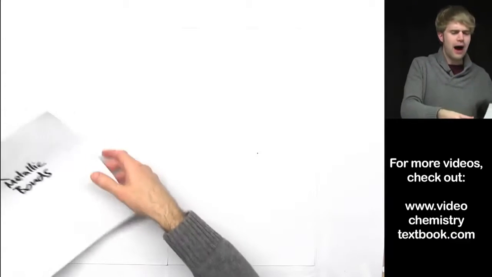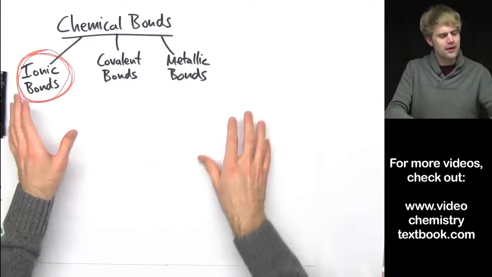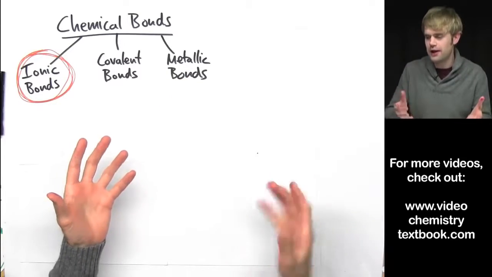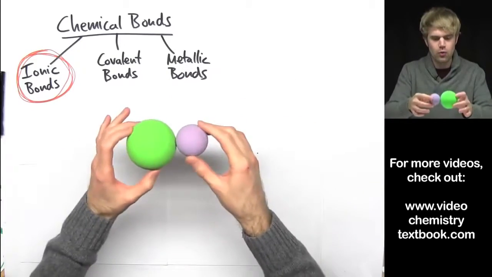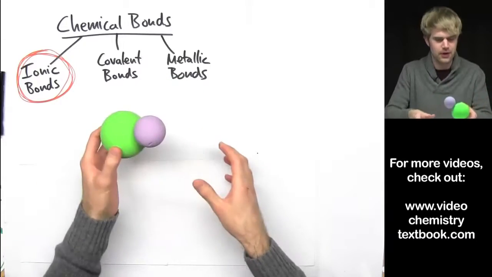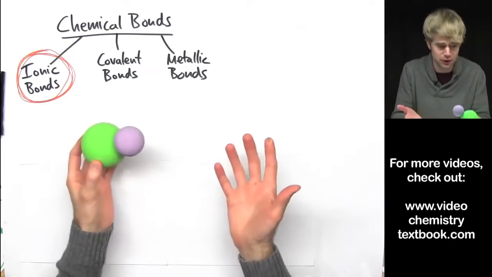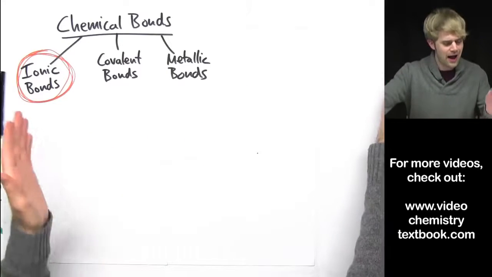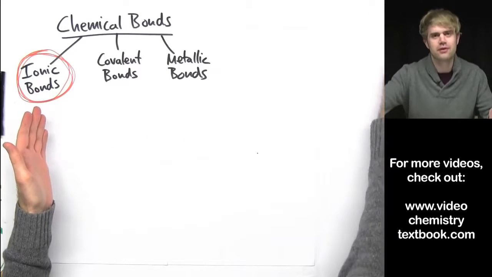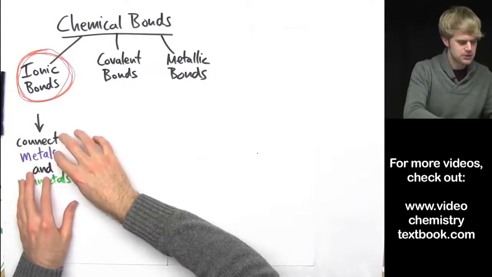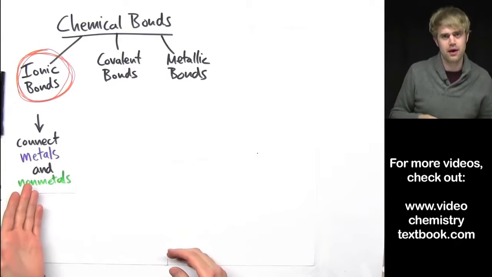So, ionic bonds are one type of chemical bond. Chemical bonds are like glue that holds atoms together. Here are two atoms that are bonded together, they're connected, they're glued. Now, ionic bonds are the type of chemical bond that hold together metal atoms with non-metal atoms.